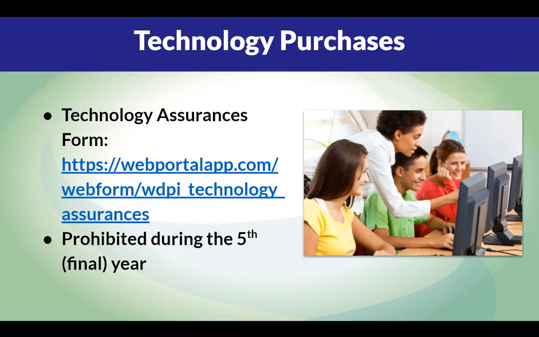A common budget area that is generally allowable is the purchase of technology. In addition to the typical review pattern of looking for alignment, whether the proposed purchase is reasonable and necessary, and whether the proposed expenditure is allowable, technology purchases also require the completion of the Technology Assurances Form. You can access the form on DPI's CLC website under Current Grantee Resources. The direct link is provided on the current slide as well.